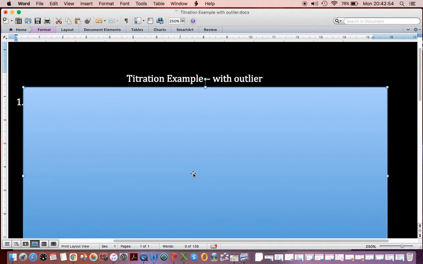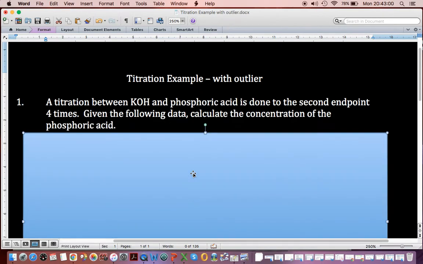This is a titration example with an outlier. We'll explain what that means. So we've done this titration, KOH and phosphoric acid. Done to the second endpoint.